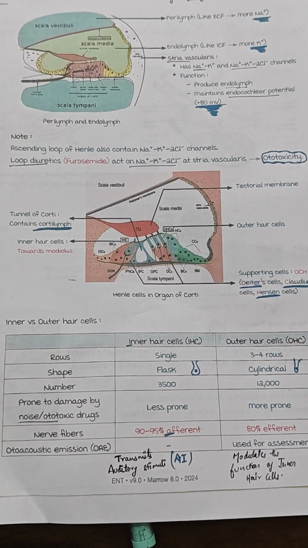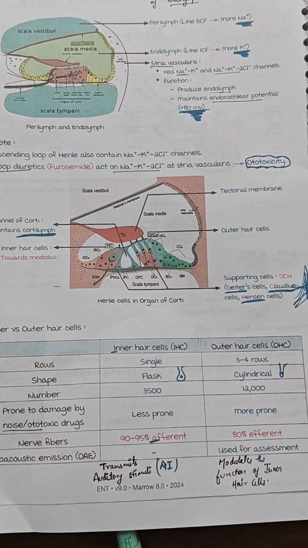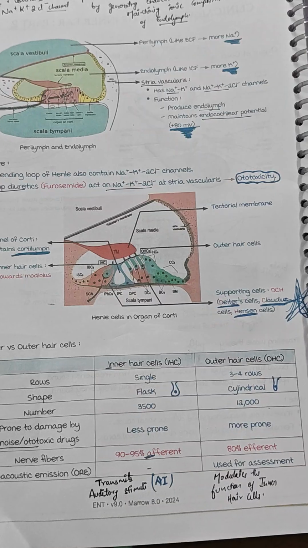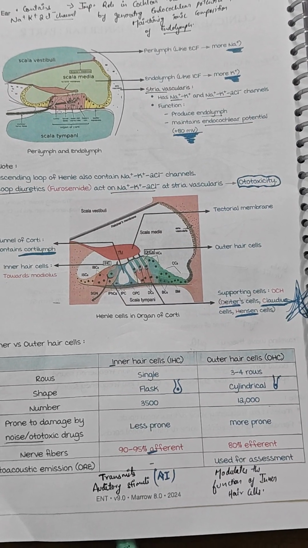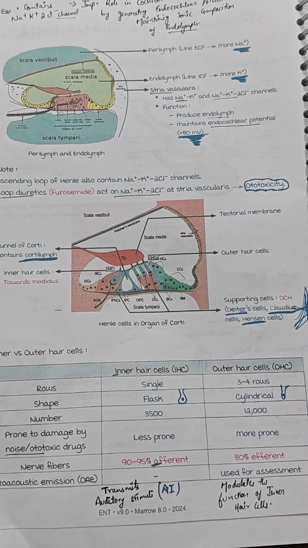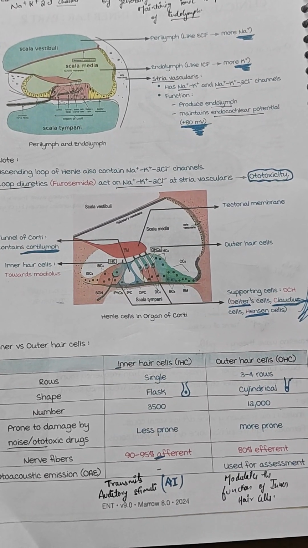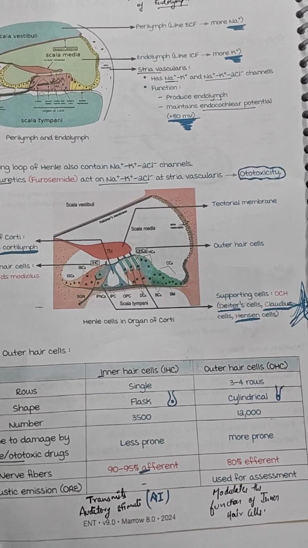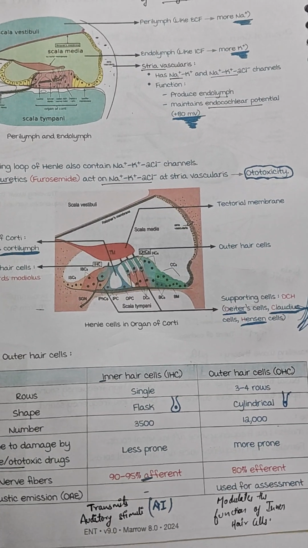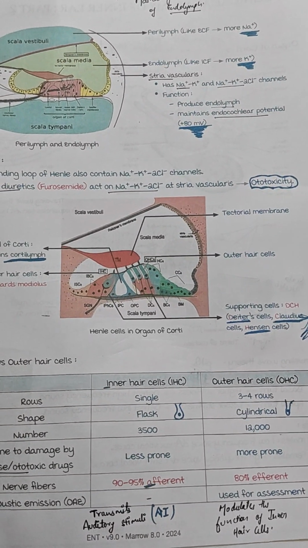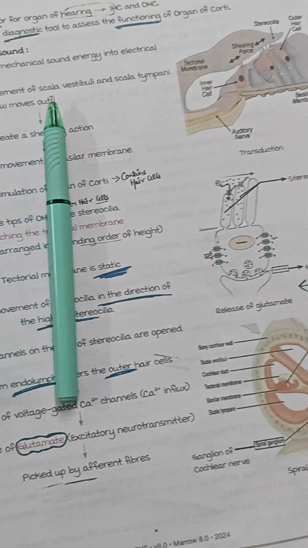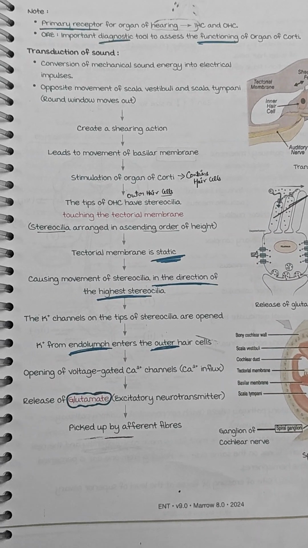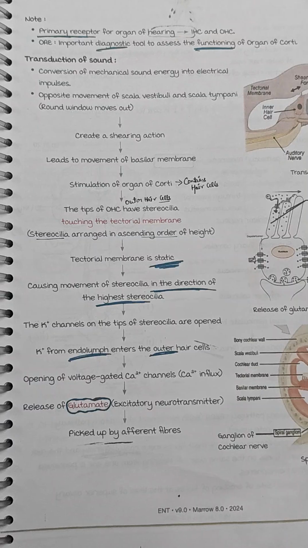Inner hair cells are less in number and more resistant to noise, trauma, and ototoxic drugs, whereas the outer hair cells are much more in number and less resistant to trauma and ototoxic drugs. The nerve supply of the inner hair cells is mainly afferent, and of the outer hair cells mainly efferent. So first, what is the function of the inner ear? It is the transduction of sound, that is, the conversion of mechanical sound energy into electrical impulses. So here we will see the auditory pathway.